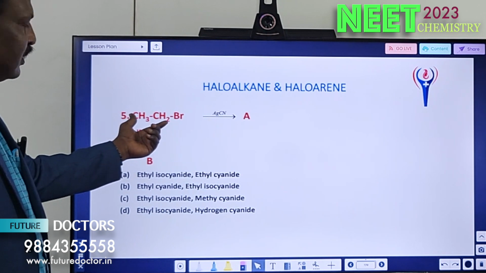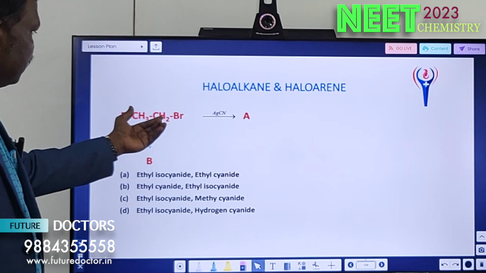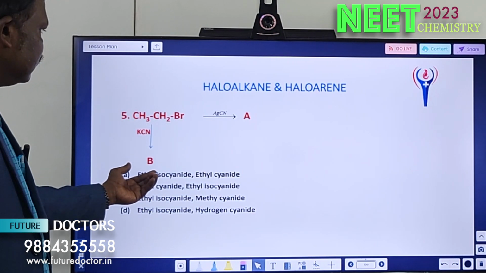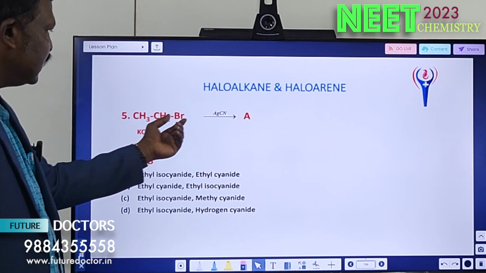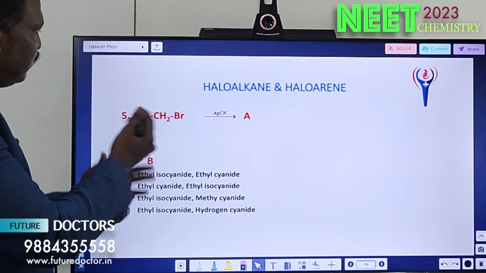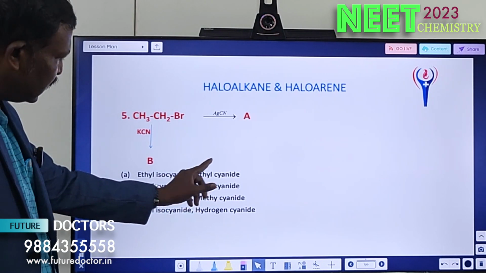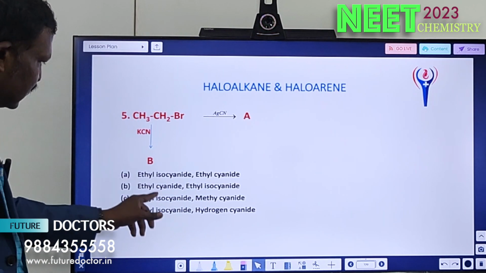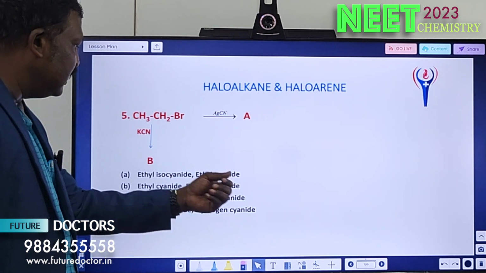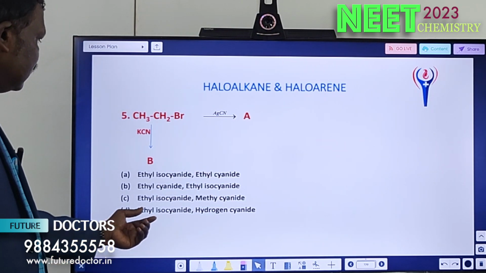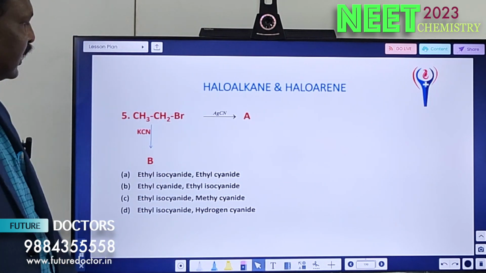CH3CH2Br, this is called ethyl bromide. It reacts with AgCN to form A. The same ethyl bromide reacts with KCN to form B. So AgCN is a covalent compound and KCN is an ionic compound, so the products also will be different. Option A: ethyl isocyanide, ethyl isocyanide. Option B: ethyl cyanide, ethyl isocyanide. Option C: ethyl isocyanide, methyl cyanide. Option D: ethyl isocyanide, hydrogen cyanide. These are the options. You find out correctly.